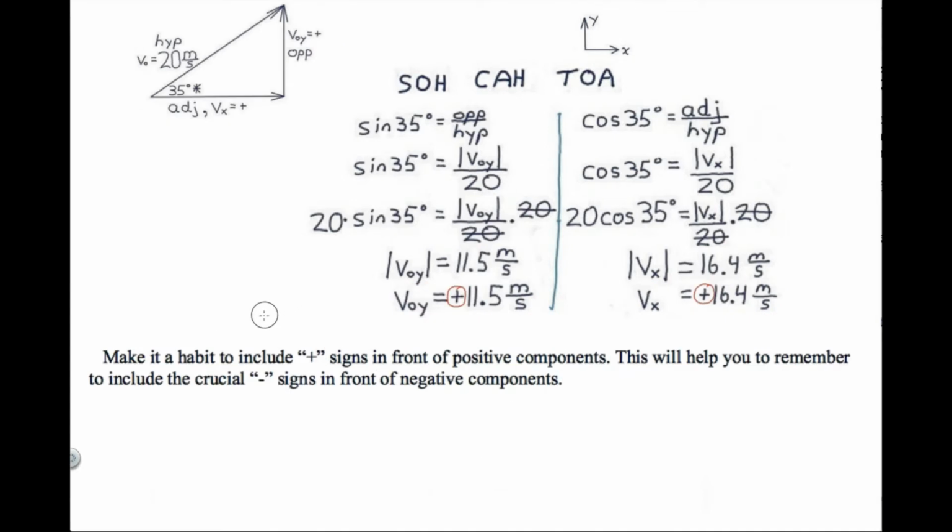One of the most common student mistakes is forgetting to include negative signs in front of negative components. So, I recommend that you make it a habit to include plus signs in front of positive components, like we did here and here, because that will help you to remember to include the crucial negative signs in front of negative components.